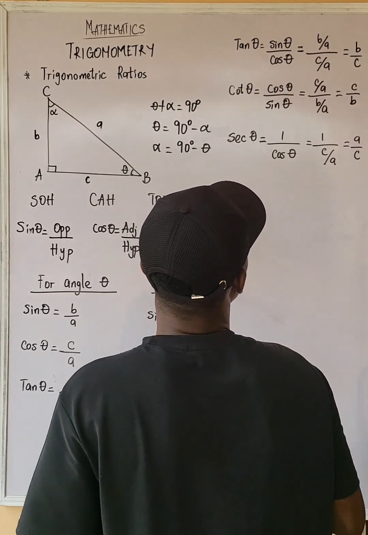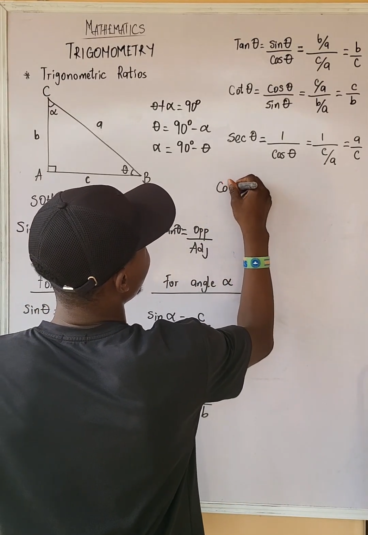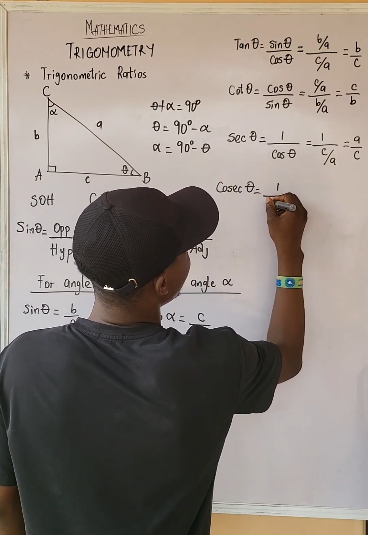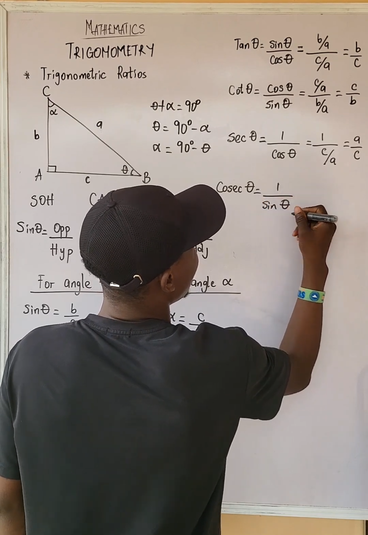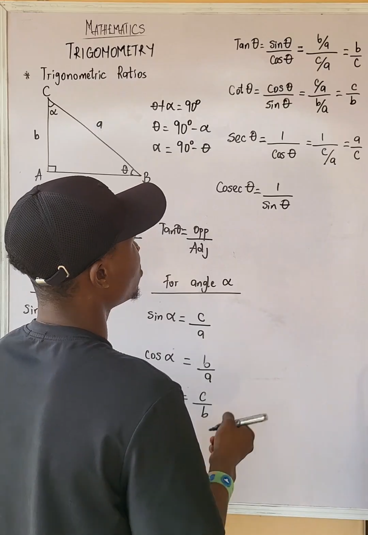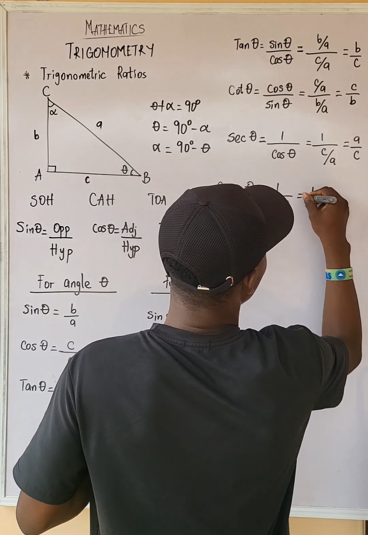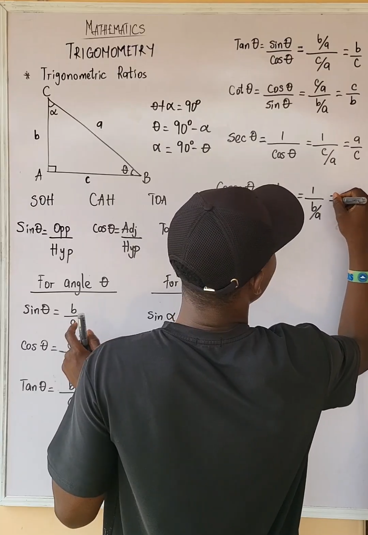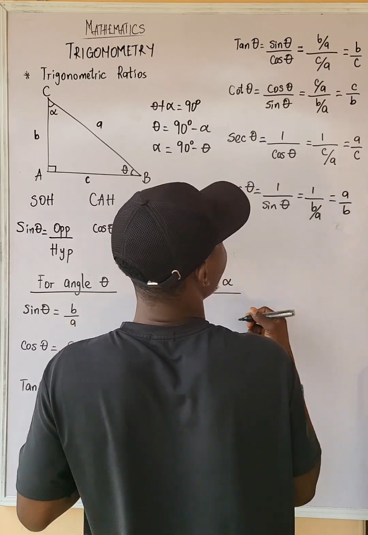Now let's go for cosec theta. Another way to say cosec theta is 1 over sine theta. So what do we have? That will give us 1 over, what was sine theta? B over A. So what will be our answer? A over B.